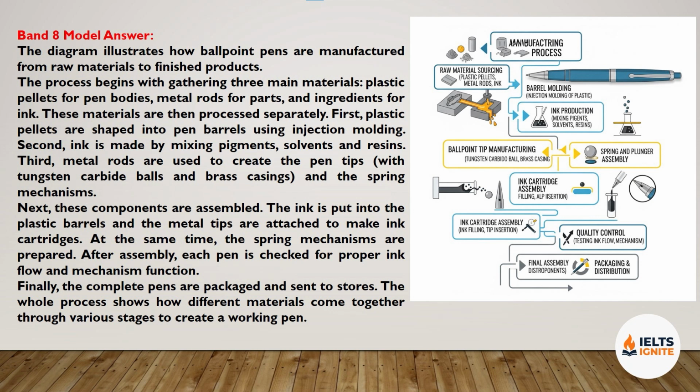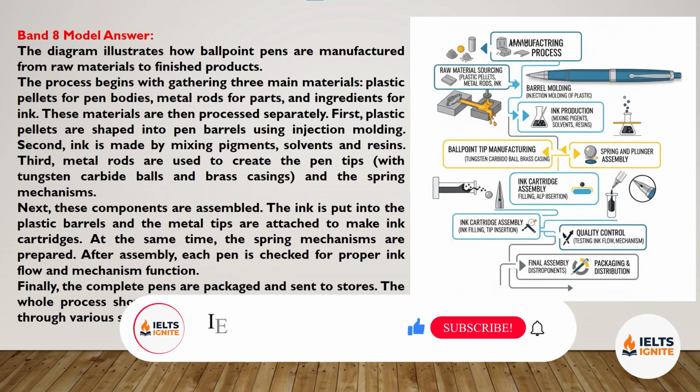And remember this: IELTS is not just testing your English, it's testing your clarity of explanation. You don't need complex words. You need clear, logical sentences. So, these were 3 IELTS Academic Writing Task 1 predictions: furniture manufacturing, fabric production, and ballpoint pen manufacturing. Practice these Band 8 samples, copy the structure, and apply it to any new diagram you face in the exam.